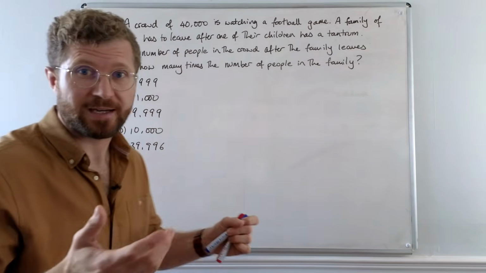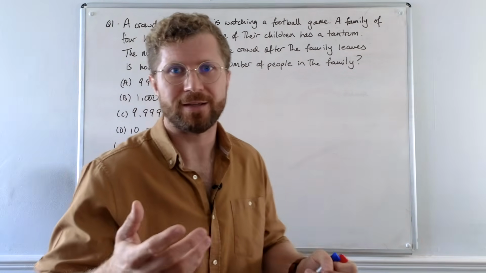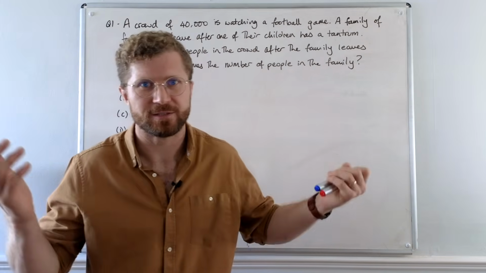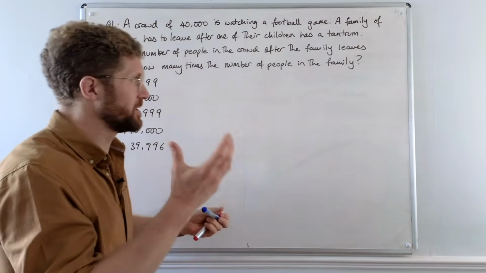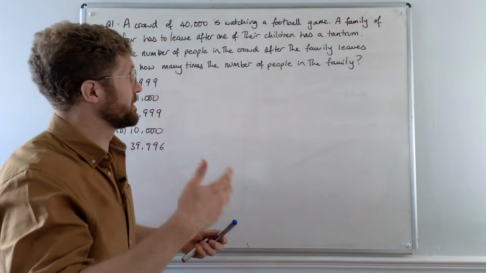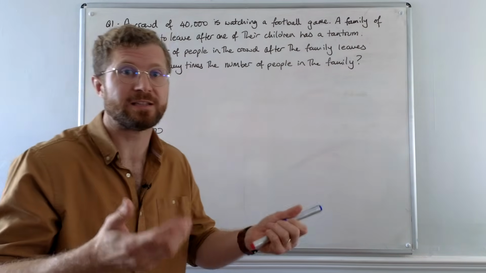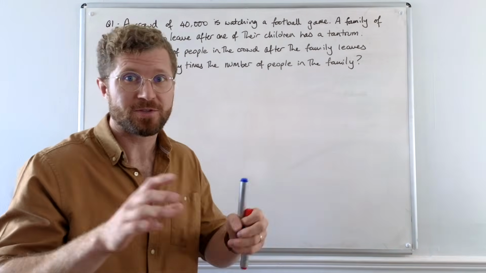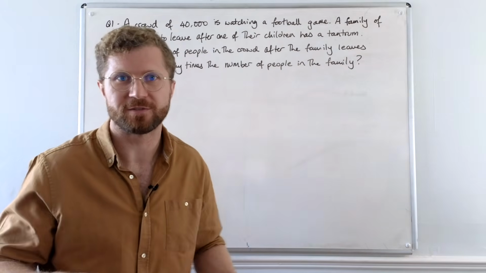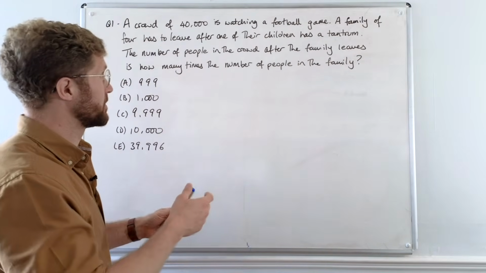So we've got this crowd of 40,000, they're watching some football game, and this family of four has to leave. Their child's had a bit of a tantrum. And the question that we really want to ask is, the number of people in the crowd after the family leaves is how many times the number of people in the family. So that final sentence, that gives us the ability to set up a bit of an equation here.